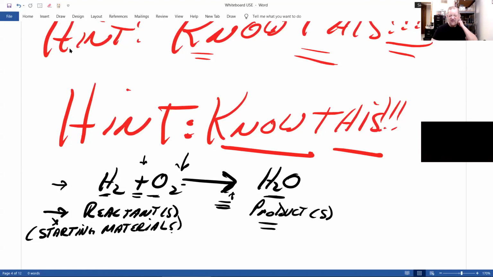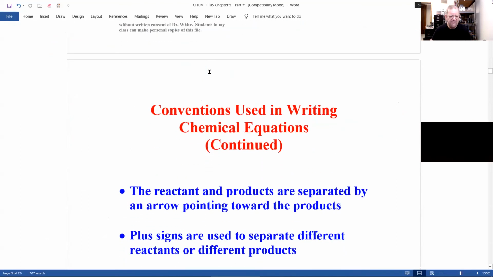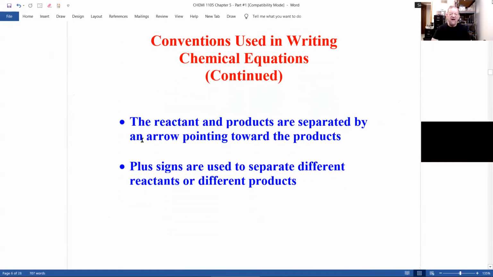Again, reactants at the base, products at the head of an arrow. The reactants and products are separated by an arrow pointing always to the products, as I just showed you, and plus signs are used to separate different reactants or different products.